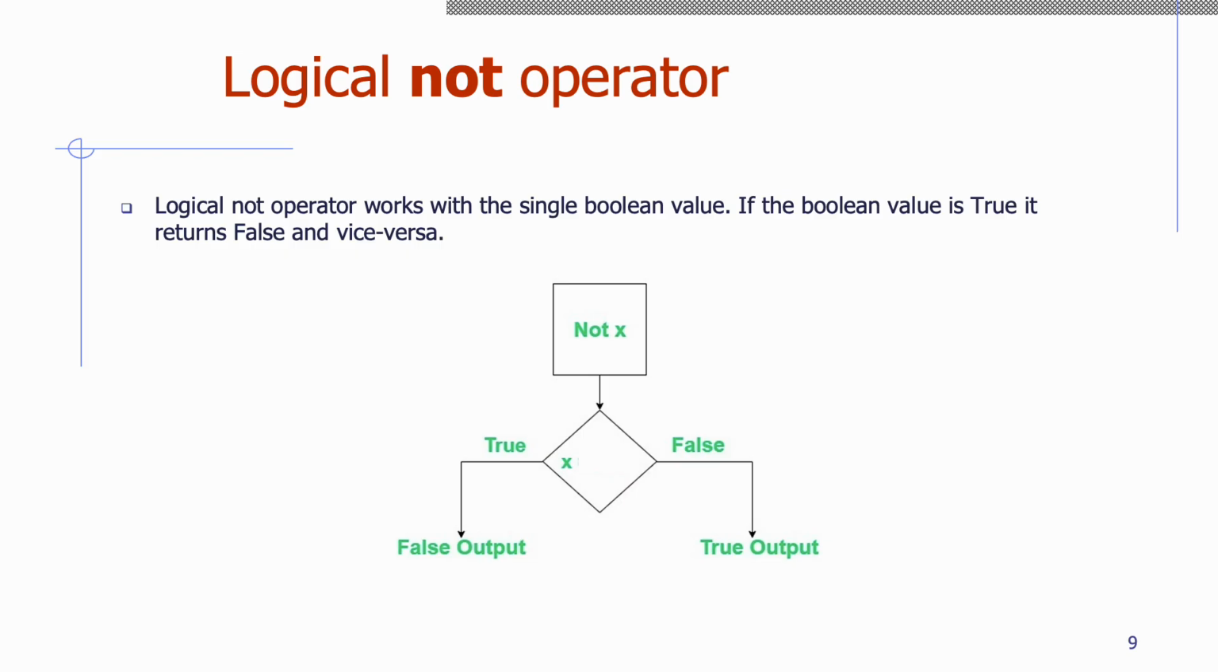Logical NOT operator works with a single Boolean value. If the Boolean value is true, it returns false, and vice versa. Here is the diagram for the NOT X operator. If X is true, the output is false. If X is false, the output of NOT X is true.